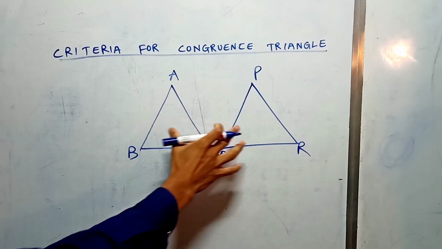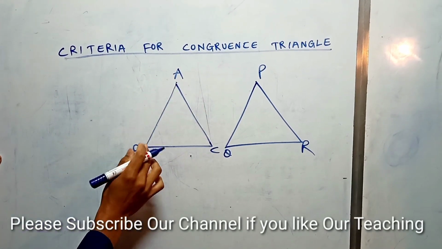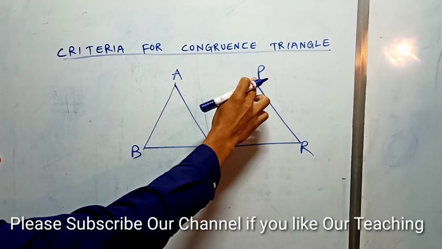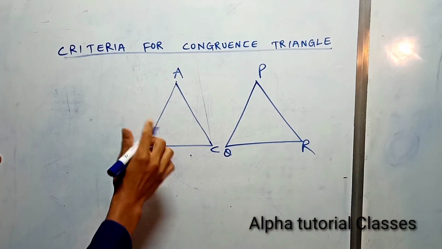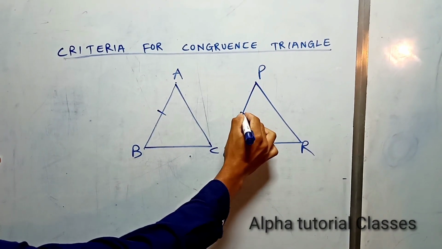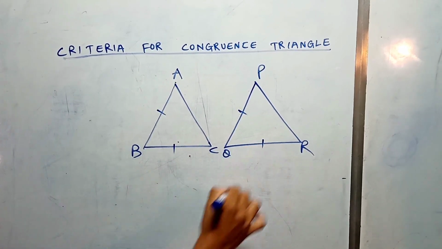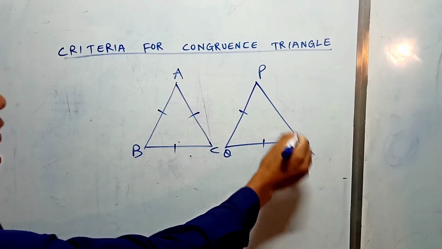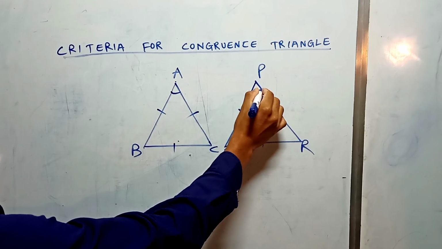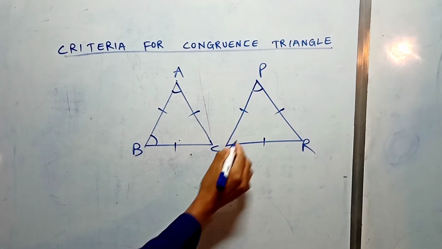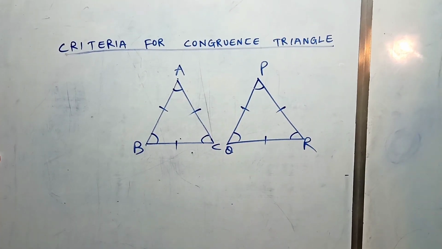Suppose now you are given two triangles, ABC and PQR. Three sides: AB is equal to PQ, BC is equal to QR, and CA is equal to RP. And angle A is equal to angle P, angle B is equal to angle Q, and angle C is equal to angle R.